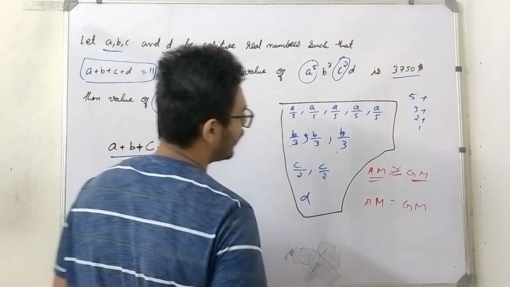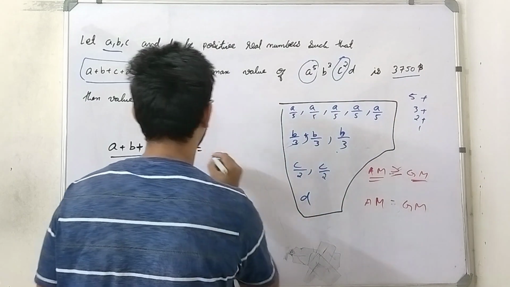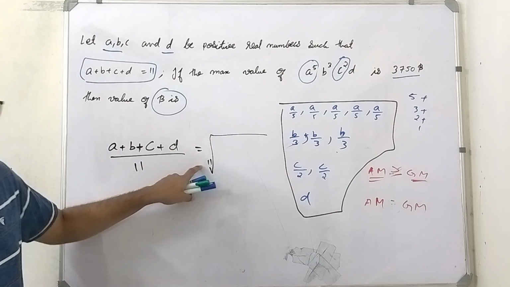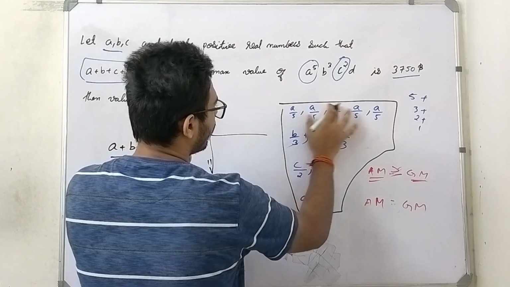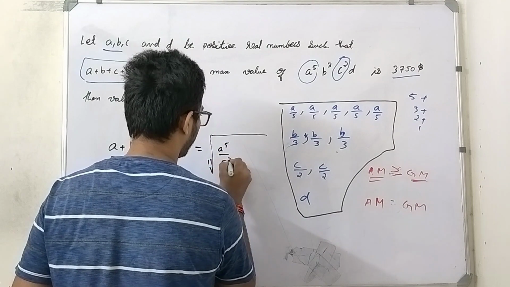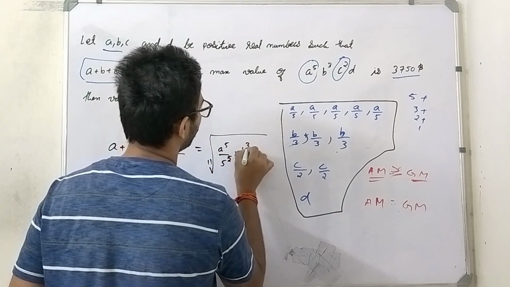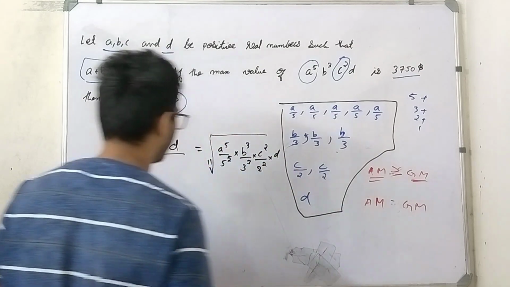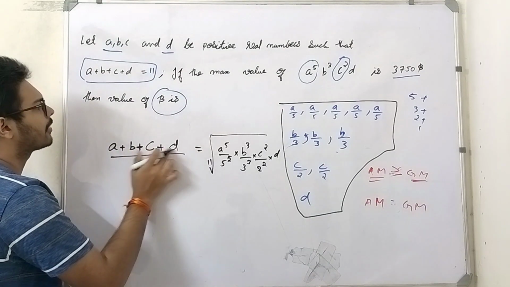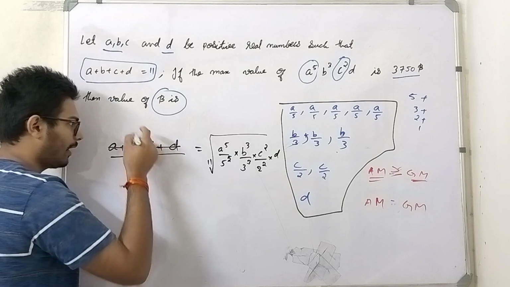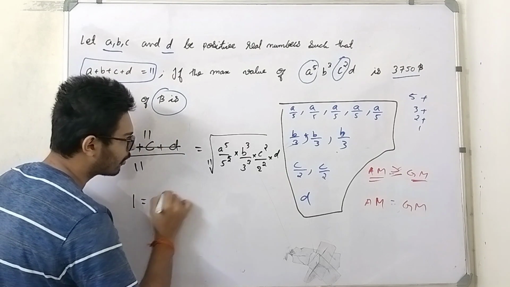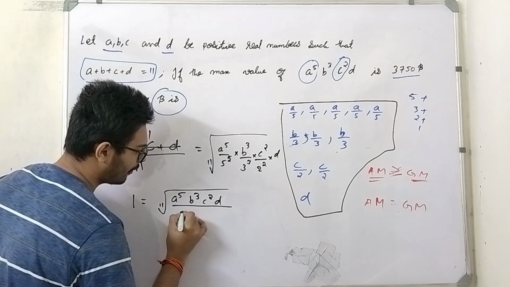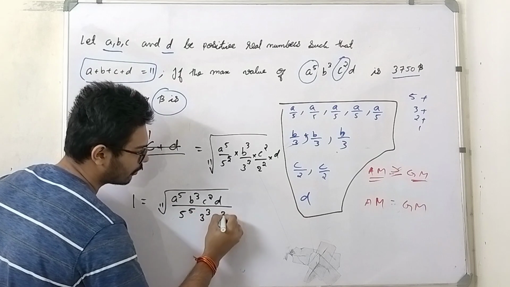And what is the value of the geometric mean? If you take the product, you will get the geometric mean, and it will be the nth root, which here is the 11th root. If you multiply, what will you get? a raised to 5 divided by 5 raised to 5, into b cube divided by 3 cube, into c square divided by 2 square, into d divided by 1. Now, what is the value of a plus b plus c plus d? It is 11. So this value will be 11 by 11, which is 1, equal to the 11th root of a raised to 5 b cube c square d, the whole divided by 5 raised to 5, 3 cube, 2 square.